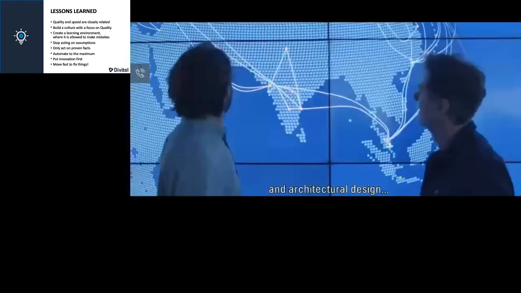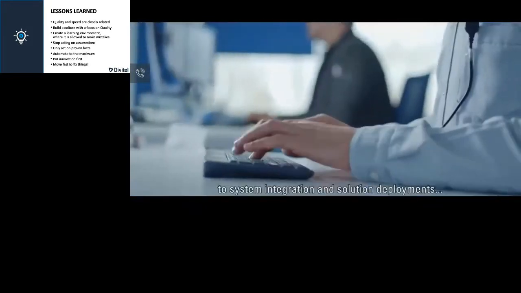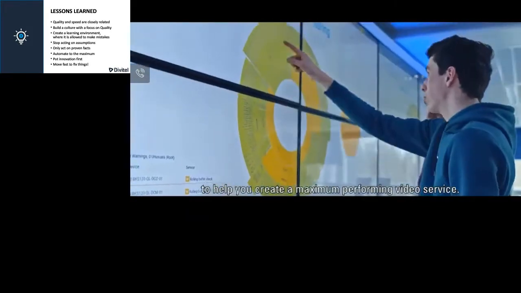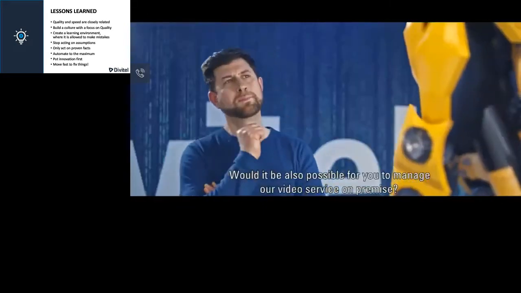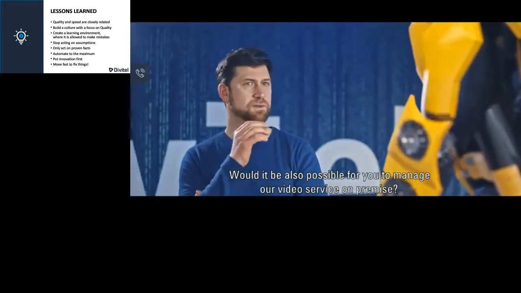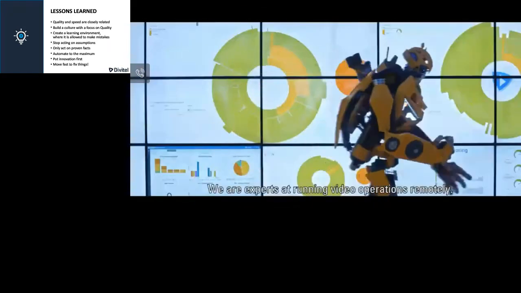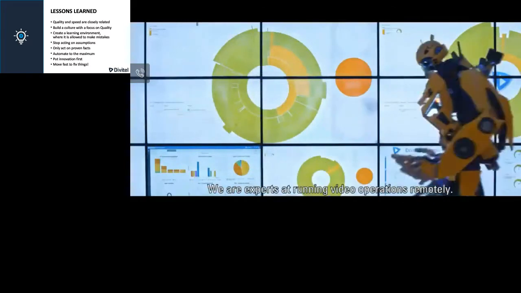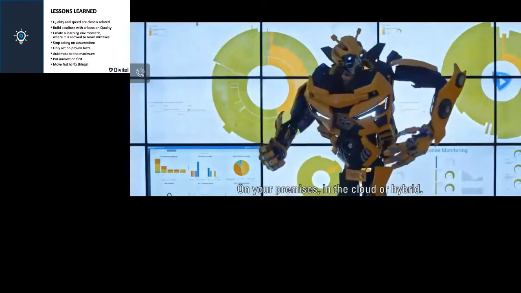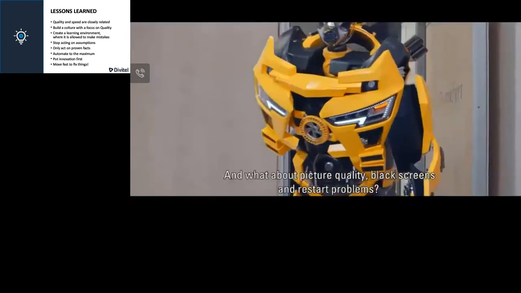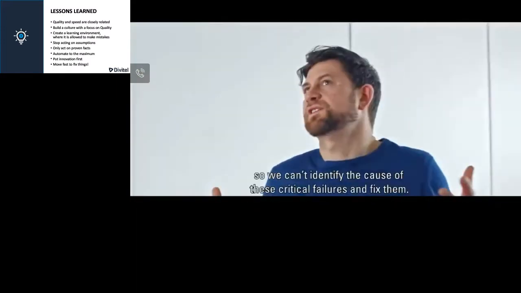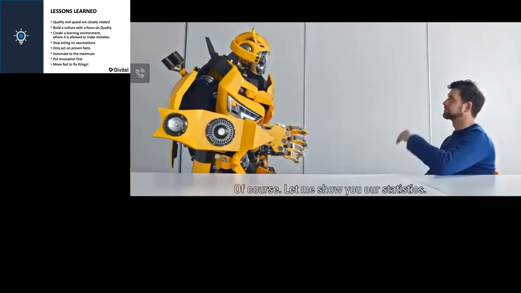Here you go. We offer everything from technology scoping and architectural design to system integration and solution deployments to help you create a maximum performance video service. Would it also be possible for you to manage your video service on-premise? Yes, but there is no need. This is our state-of-the-art operating center in the Netherlands. We are experts at running video operations remotely, on your premises, in the cloud, or a hybrid. And what about picture quality? Black screens and restart problems? Our video service is locked in silos, so we can't identify the cause of these critical failures and fix them. So can you help us with that too? Of course. Let me show you our statistics.